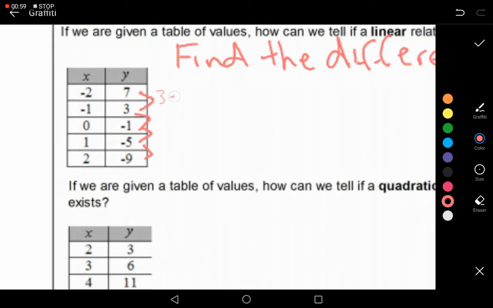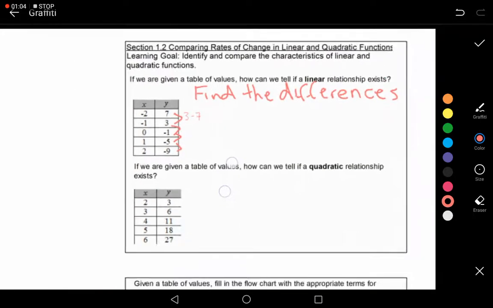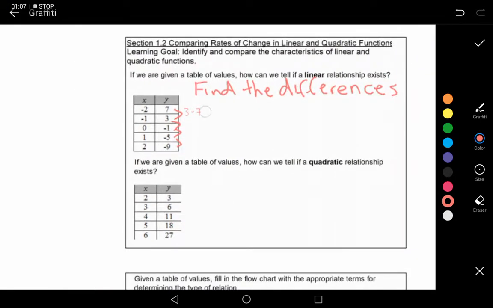So 3 minus 7, sorry, that's blurry for you. Let me zoom back out. 3 minus 7 equals negative 4. Here we have negative 1 minus 3 equals negative 4. Negative 5 minus 1 equals negative 4. And lastly, we have negative 9 minus negative 5, which also equals negative 4.